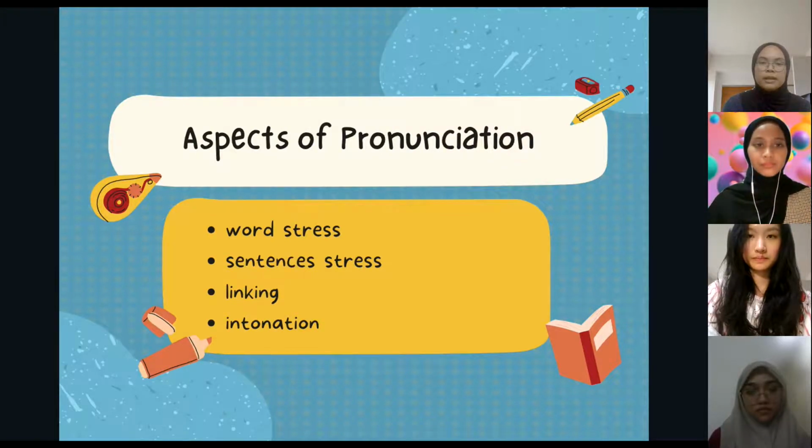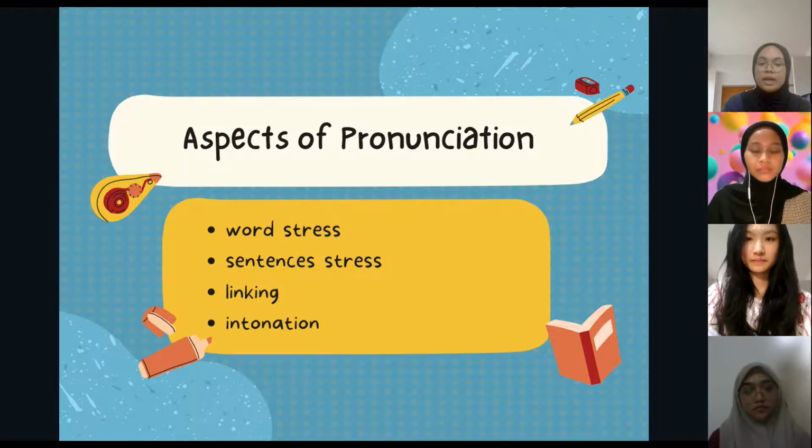There are a few important aspects of pronunciation. The first one is word stress, where we emphasize certain syllables in a word. The next one is sentence stress, where we emphasize certain words in a sentence. Linking, where we join certain words together. And intonation, which is the rise and fall of our voice as we speak.